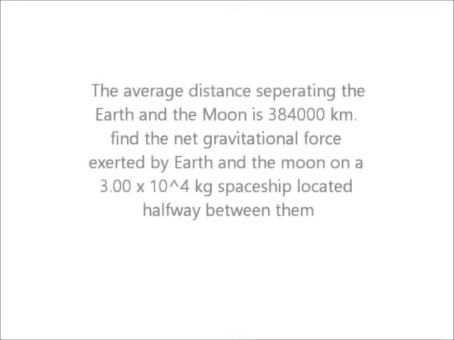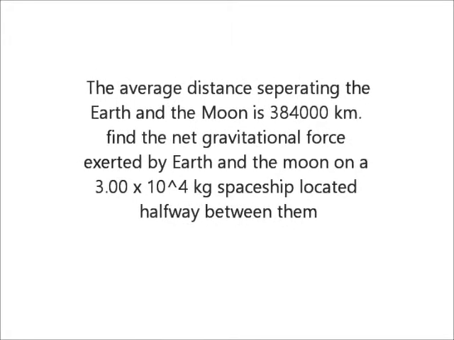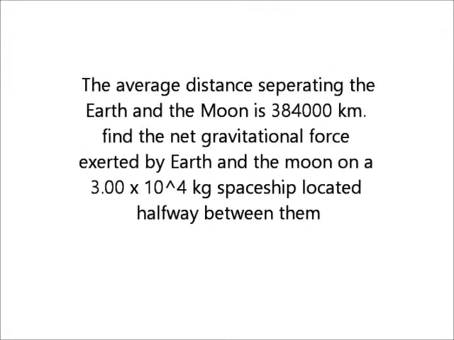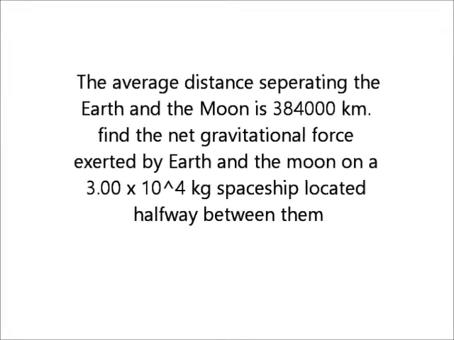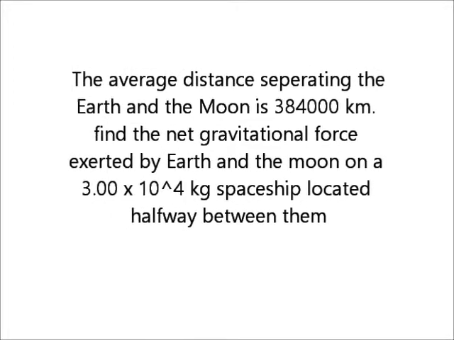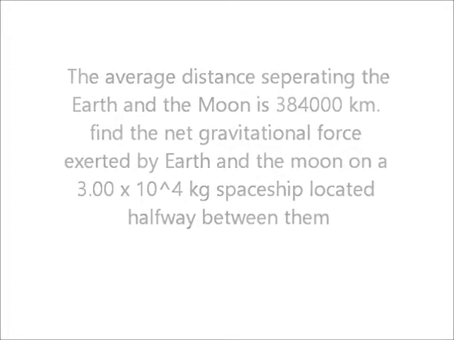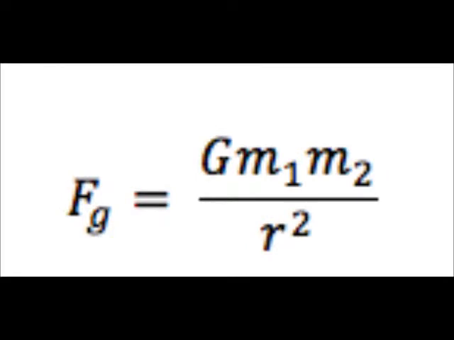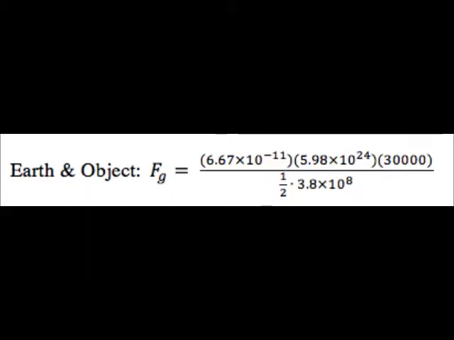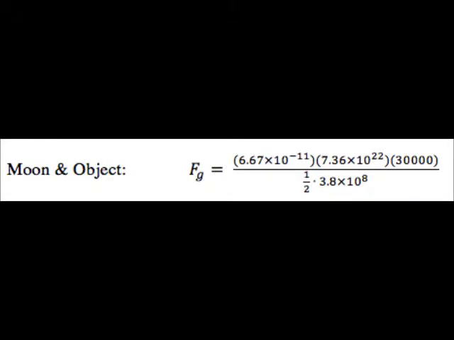Here's another practice problem. The average distance separating the Earth and the Moon is 384,000 kilometers. Find the net gravitational force exerted by the Earth and the Moon on a 3 times 10 to the 4th kilogram spaceship located halfway between them. To solve this problem, we use the equation Fg equals capital G times m1 times m2 divided by r squared. Then plug in half of the distance between the Earth and the Moon for r, the Earth's mass, and the spaceship's mass. This will give us the gravitational force exerted on the spaceship by the Earth.